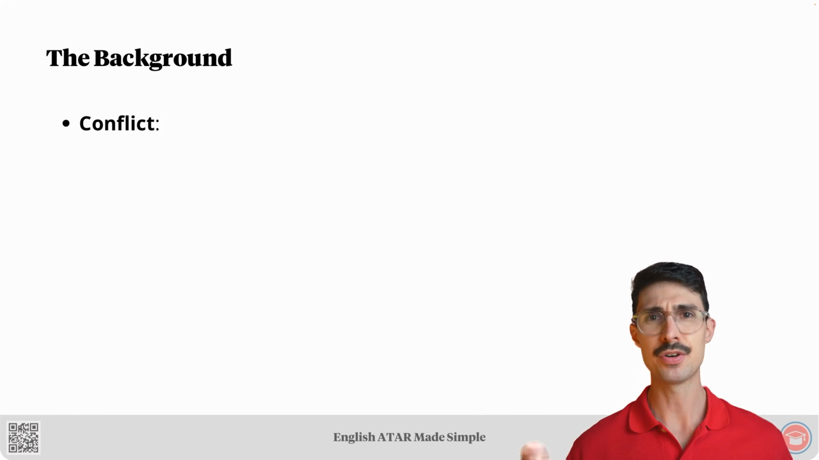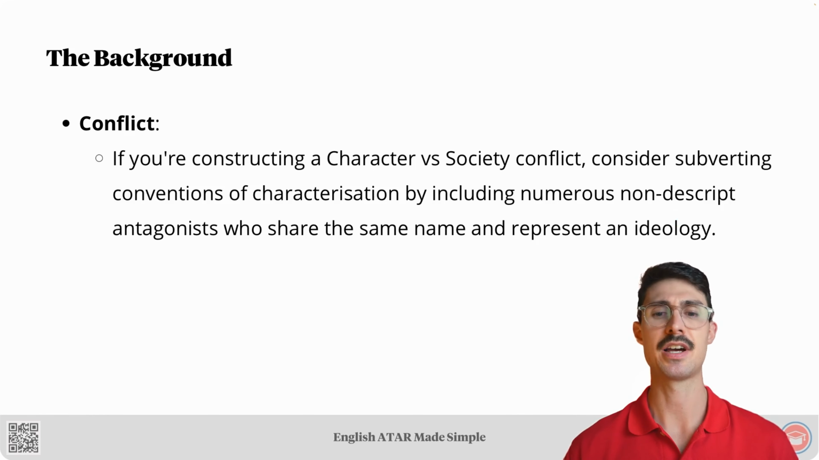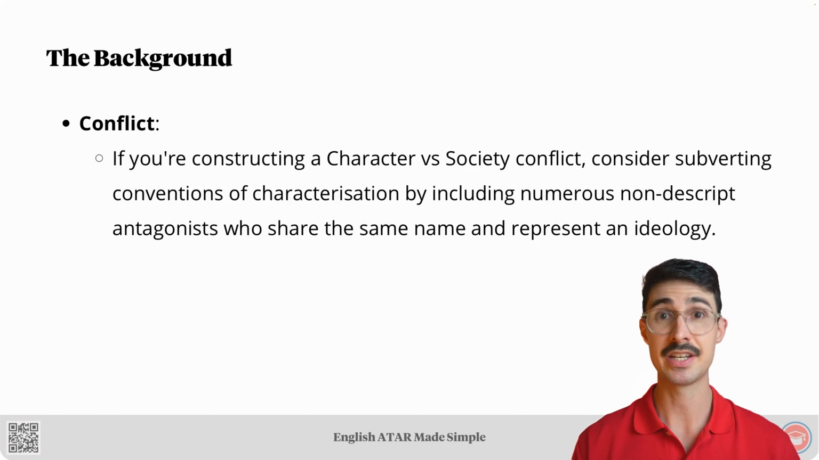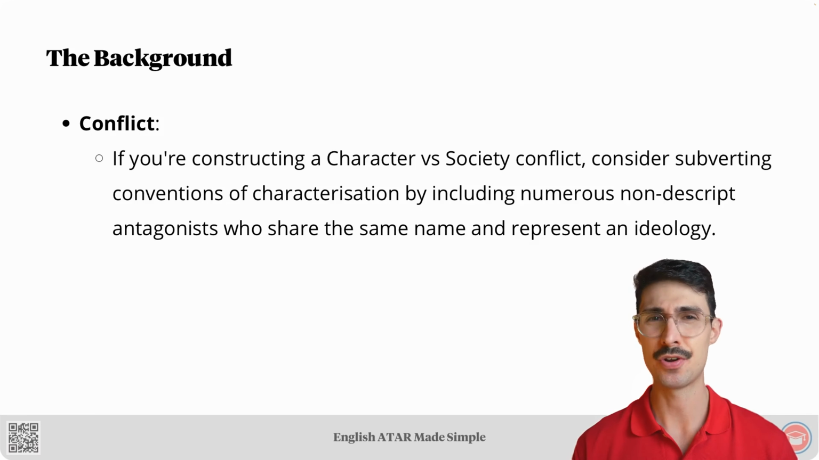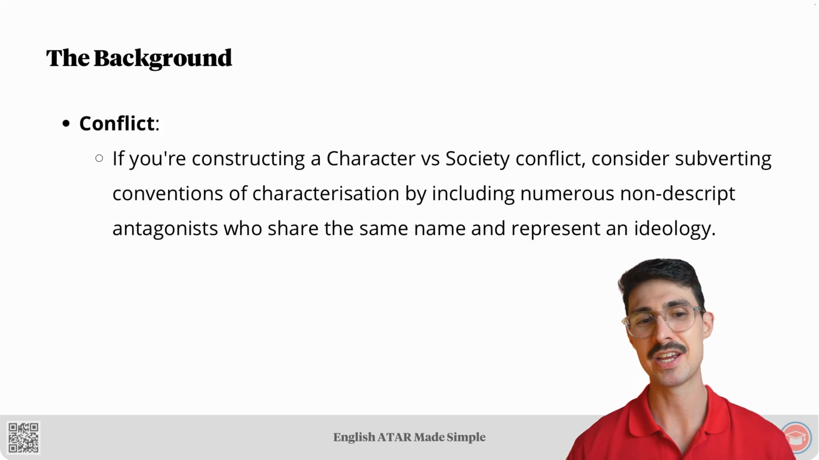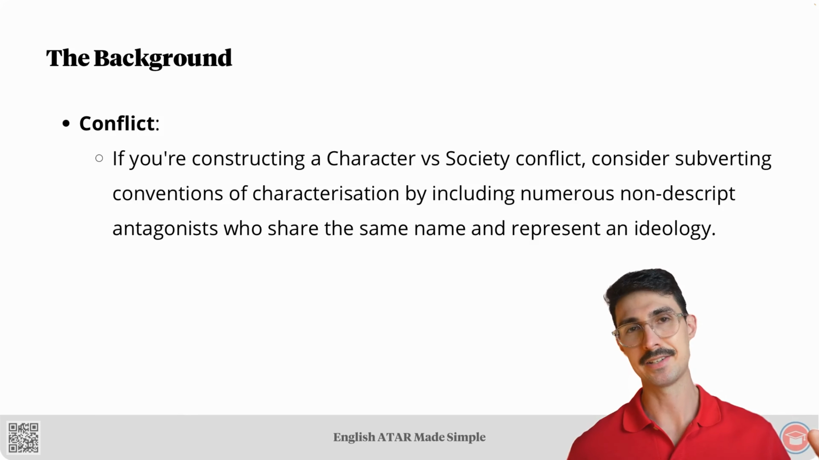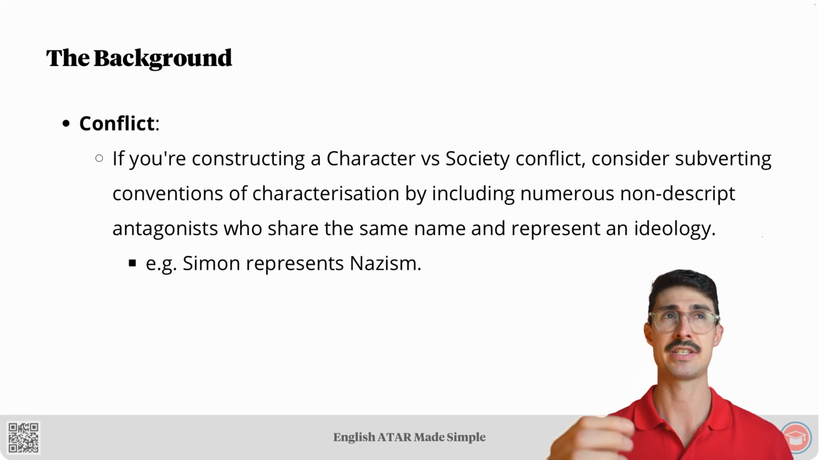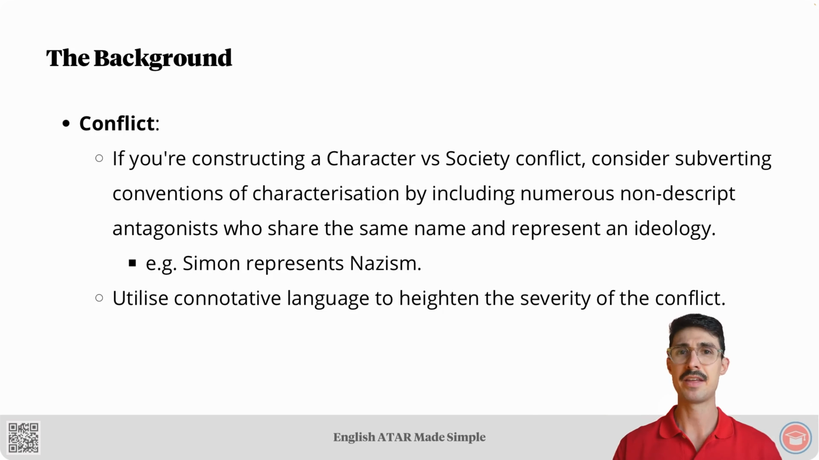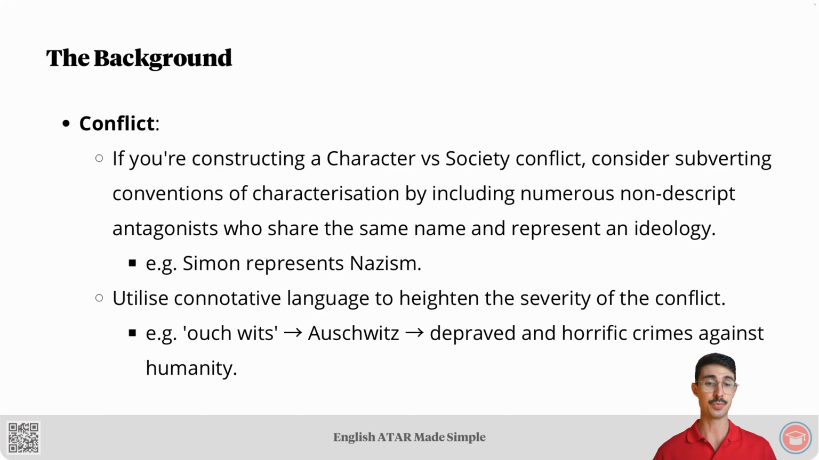If you're constructing a character versus society conflict, consider subverting conventions of characterization by including numerous nondescript antagonists who share the same name and represent an ideology. That's a mouthful. Basically, all of that is done in Simon Says because Simon represents Nazism. Another thing about the conflict element, utilize connotative language to heighten the severity of the conflict. For example, Auschwitz connotes, or makes you think of, the word Auschwitz.